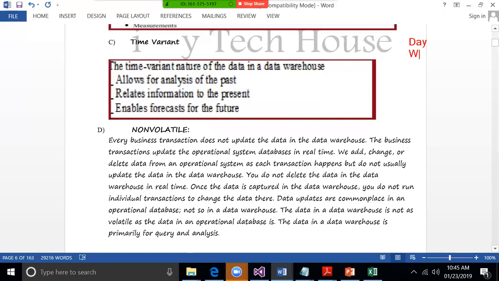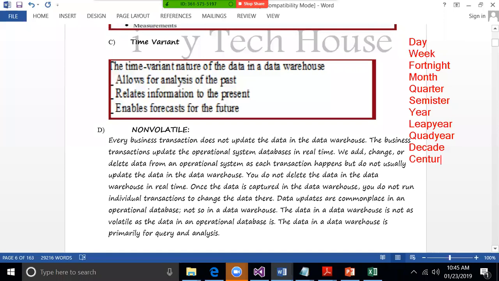The date hierarchy is day, week, fortnight (15 days), month, quarter, semester or half year. This is a hierarchy, and this kind of terminology you find only at the BA level, data science level, and artificial intelligence level. So semester, year, leap year, and quad year, decade, century, like this.